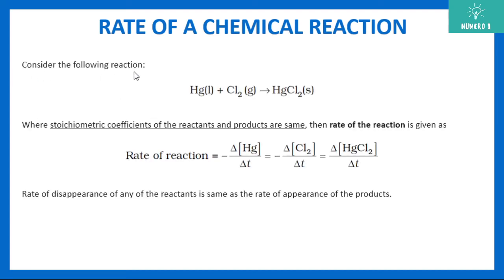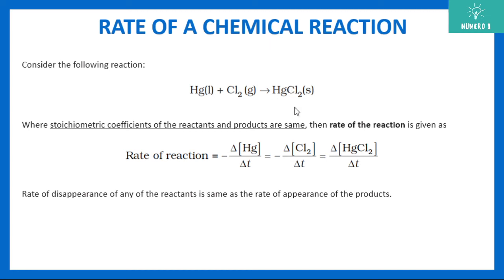Now let's consider the following reaction. This is Hg plus Cl2 gives you HgCl2. Here understand this: the stoichiometric coefficients of the reactants and products are the same. That means 1 Hg plus 1 Cl2 gives 1 HgCl2. So in this scenario, the rate of reaction is given by the decrease in concentration of Hg, same as the decrease in concentration of Cl2, equal to the increase in concentration of HgCl2, in the same amount of time, because one of this is going to react with one of this to give only one of this per unit time.